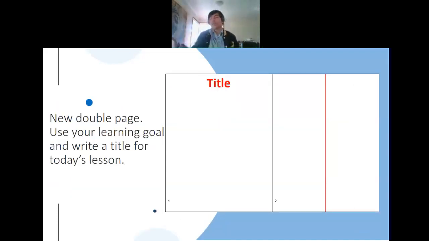So since we're starting a new lesson, make sure that you start a new double page with the title. So think about what our learning goal is. Our learning goal is that we can simplify algebraic expressions using multiplication and division. So see if you can shorten it. Otherwise, you can just use "simplifying using multiplication and division" as the title, and that's quite fine as well.